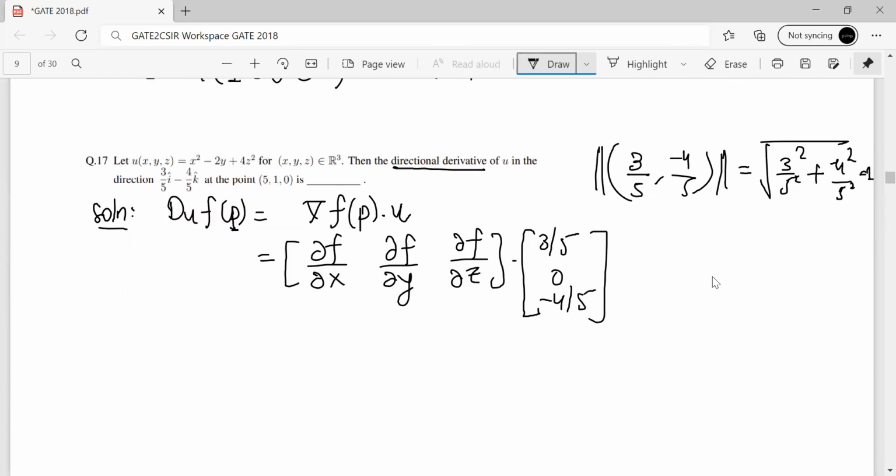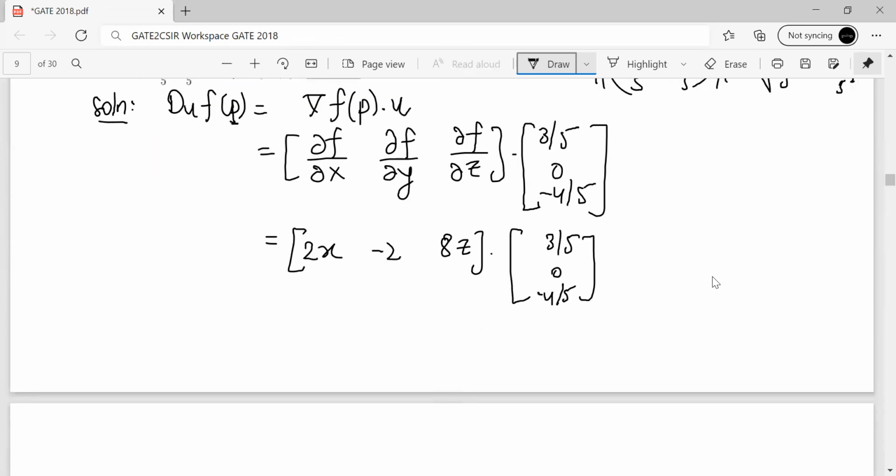Now let us find the partial derivatives. Del f over del x: differentiate with respect to x, and we get 2x. Now do the same for y. I'll say this is f. With respect to y, if I differentiate, I get minus 2, and with respect to z, I get 4 into 2, so 8z, dotted with 3 by 5, 0, minus 4 by 5.